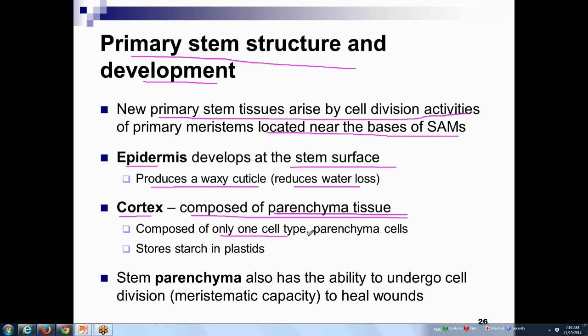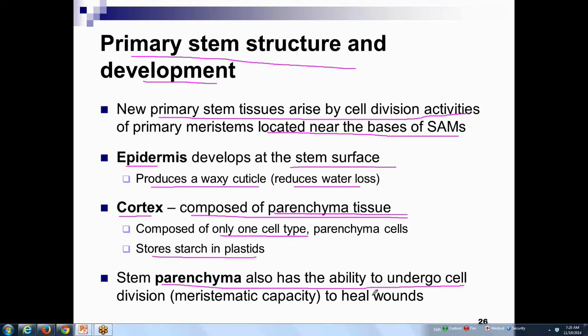Typically, it's composed of only one cell type, just parenchyma cells. So parenchyma tissue is composed of parenchyma cells, and so it's a simple tissue. Remember, simple tissues consist of what? Simple tissues consist of one or only two cell types. And of course, they store starch and plastids. Again, very thin-walled cells, very soft tissues.